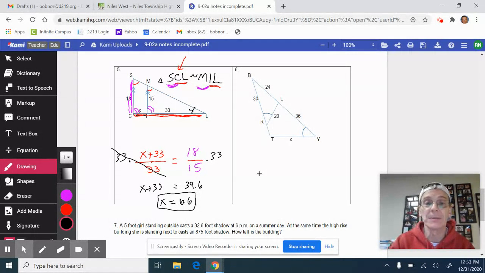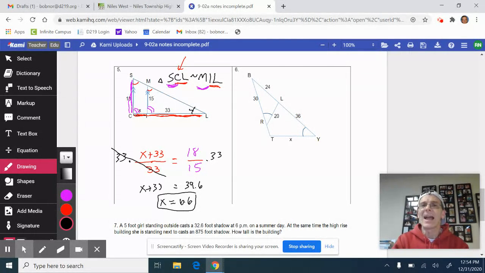This one is the trickiest one of all for sure to get the angles marked correctly, the triangles named properly, and the ratios set up properly. Okay. I have one pair of congruent angles already marked in the picture. There are no parallel lines in this picture, but you do see the two triangles, right? This little triangle in the upper left, BLR, and then the big triangle, BTY.